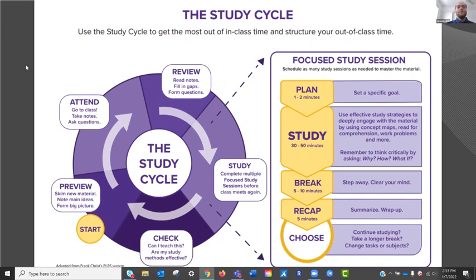And then this study cycle that's broken out into the graphic there on the right is having a focused study session. So rather than cramming the books until you fall asleep, as the woman in our unfortunate image did, to really plan out your specific goal for that study session, to use some of those effective study strategies like concept maps and other visual thinking strategies we could talk about another time, and asking those why, how, and what if questions rather than just the what questions in your study time. Taking active breaks to clear your mind and be able to come back to it refreshed, and then doing a recap or summary.